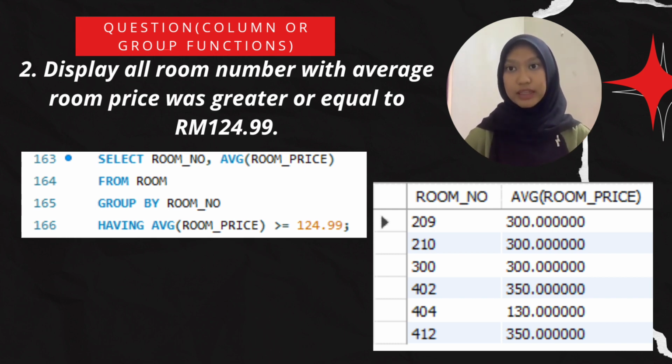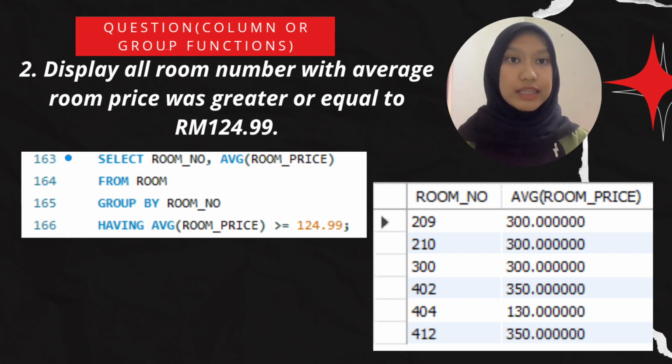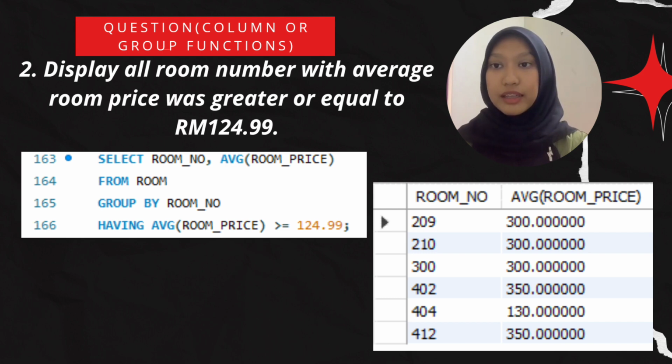And then the last one is having average room price greater or equal to 124.99. Remember the question asked, at the last line of the question, was greater or equal to RM124.99. So after that we run the command, and then here is the output for the question.